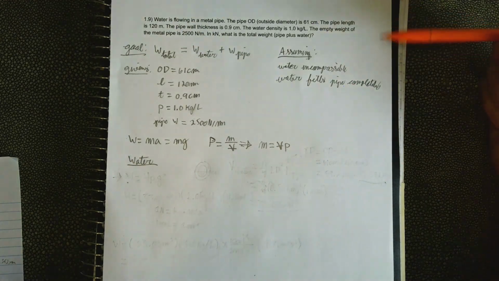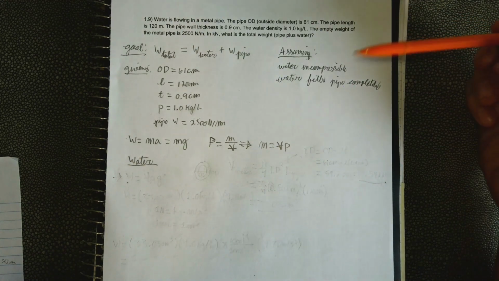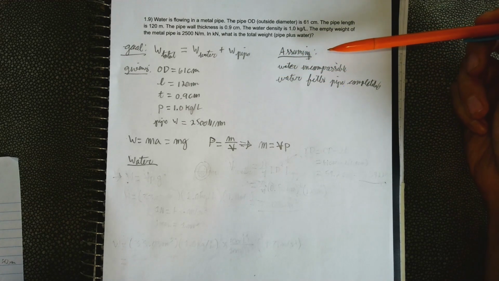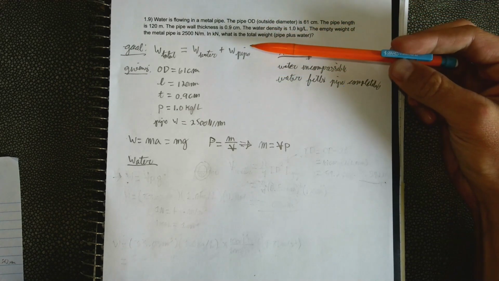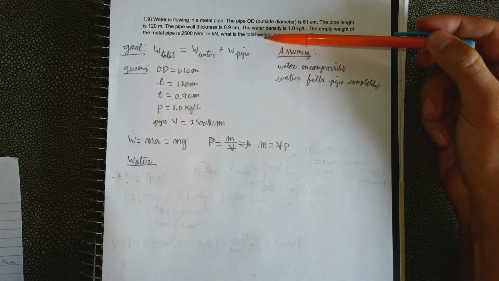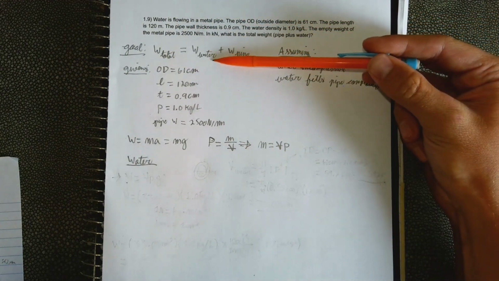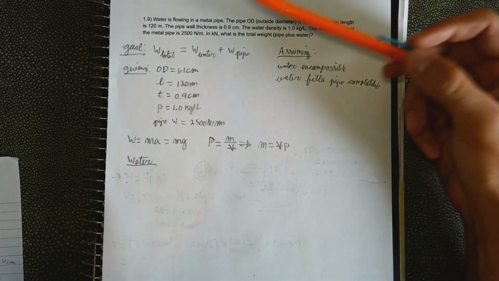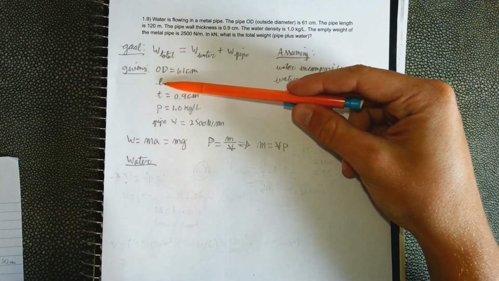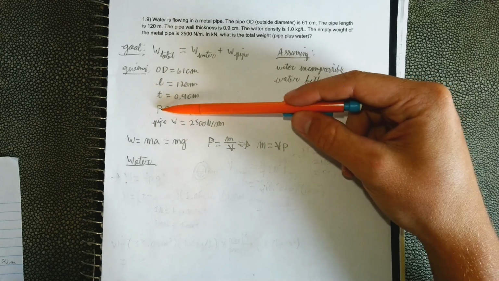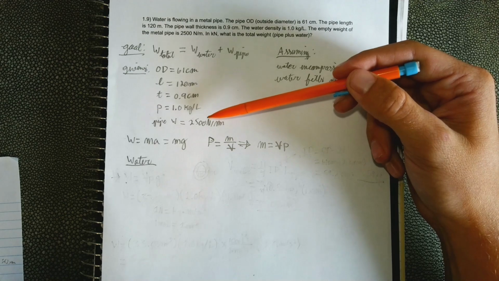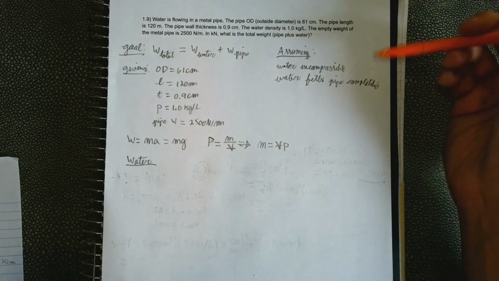So with every single fluids question and problem, you're going to want to write your goal, write down your givens, and write down what you're assuming. For the goal of this question, you're trying to find the total weight, so the weight of the pipe plus the weight of the water. So I wrote this little formula. So that's our goal. Our givens: we're given the outside diameter, the length of the pipe, the thickness of the pipe, the density of the water inside the pipe, and the pipe weight per distance.